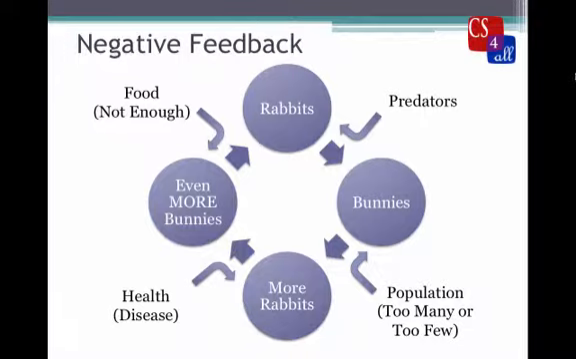Some things that might cause negative feedback in this rabbit population loop would be predators, or perhaps you have too many rabbits and they're competing for food, or too few rabbits and the rabbits can't find mates. Perhaps the rabbits have some sort of health problem. They have diseases or illnesses, or perhaps there's just not enough food to go around. All these things cause rabbits to die or slow down the birth rate. Therefore, they would be negative feedback.